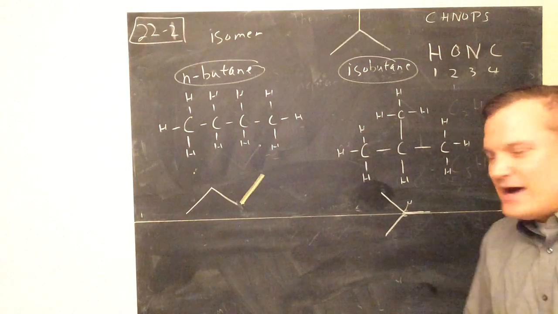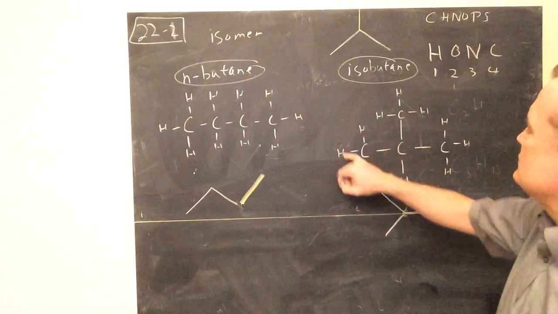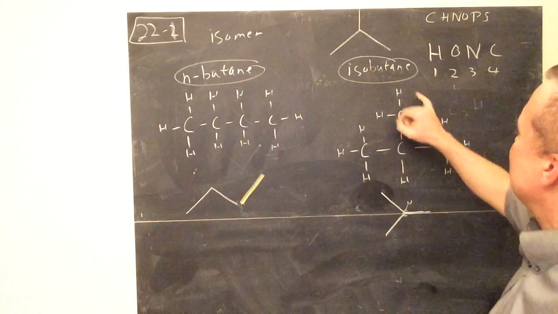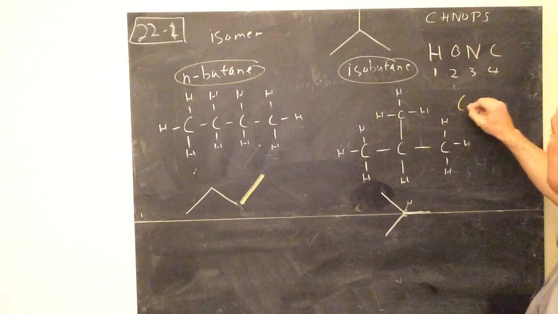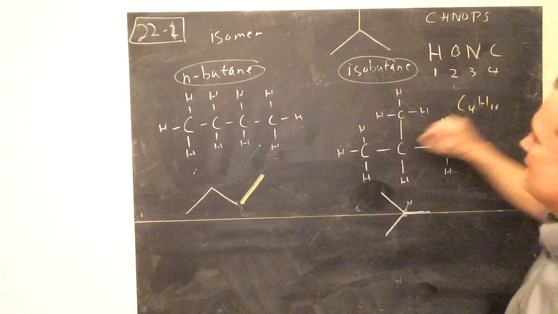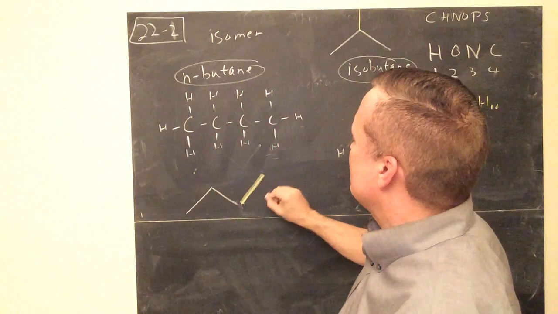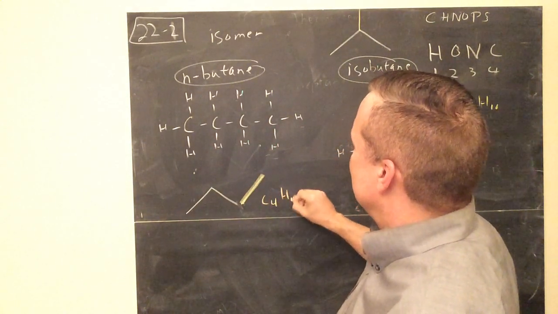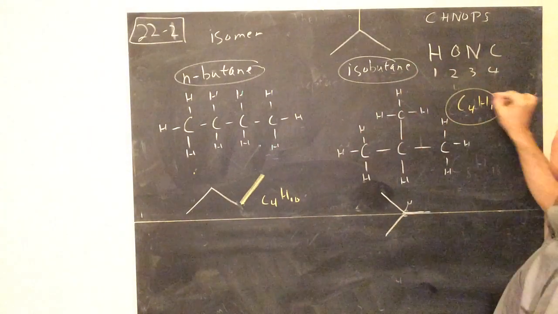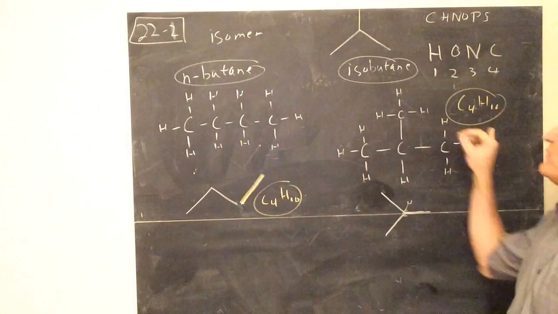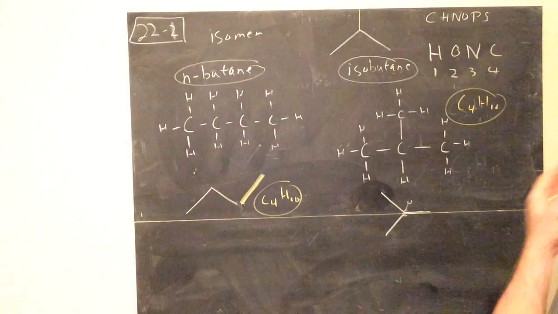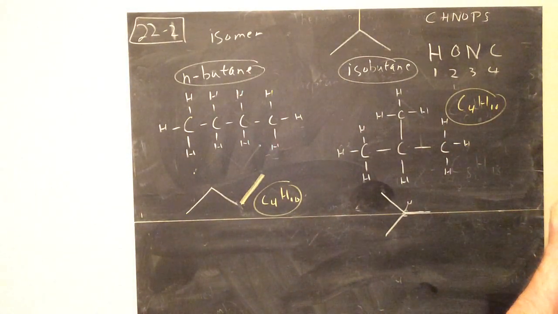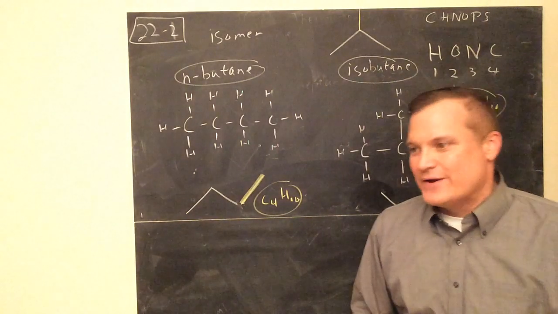Now, to show you what we mean by isomer, 1, 2, 3, 4, 5, 6, 7, 8, 9, 10. Okay, so there are 10. It's C4H10. This one is also C4H10. So they both have the same molecular formula, C4H10, C4H10, but the bonding is different. That's what we mean by an isomer. Now, okay, before I move on, let me tell you one more little thing kind of weird about this.